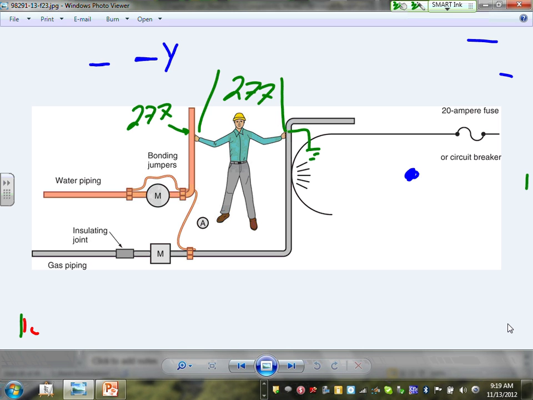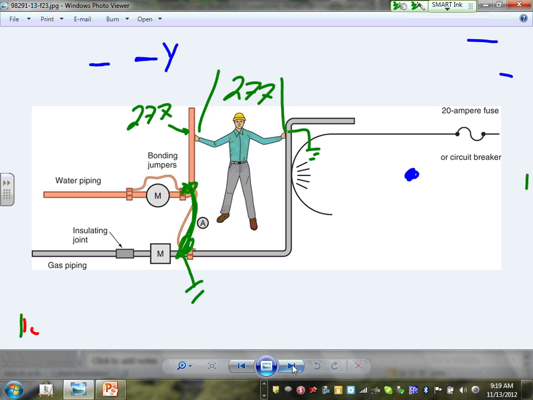Now when we bond them together, look at this. If these are bonded together, if this is a 277 and this is also grounded, the circuit breaker will trip before somebody gets hurt. That's what bonding the two together means. The overhead, not the underground.